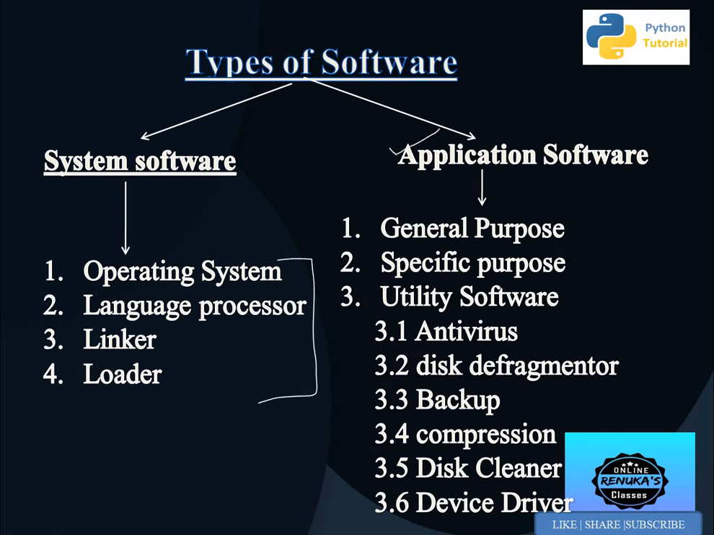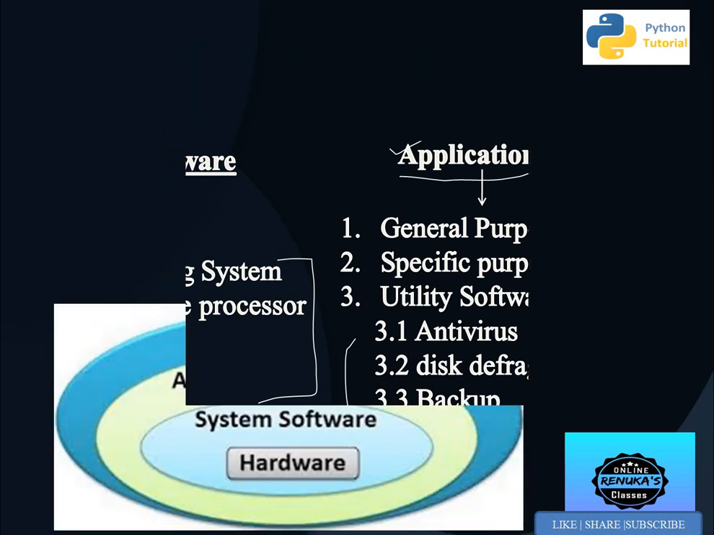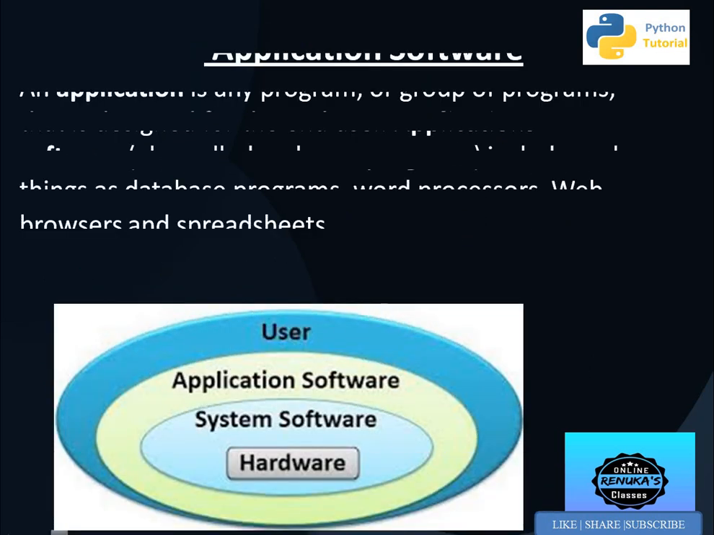Today we are going to discuss application software. What is application software and what are its subdivisions, like general purpose software, special purpose software, utility software and its various types. So moving forward, we will first discuss application software.